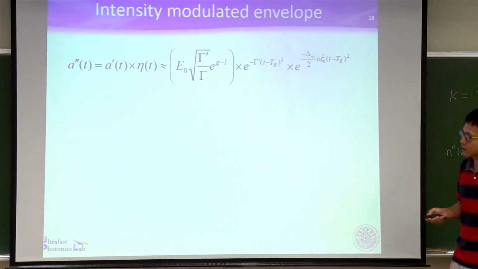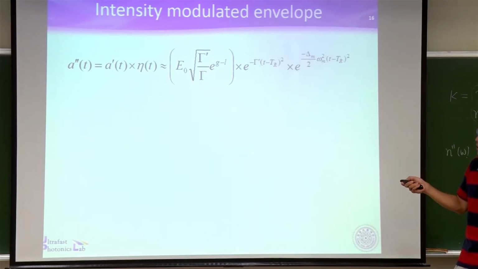Now, go back to mathematics. The pulse as the output of the modulator in the time domain is denoted by A double prime of t. A double prime does not mean second order time derivative. It's just a new pulse, which is the input pulse A prime of t times your transmission function eta of t. A prime has been derived before, so this is a copy. Eta of t, remember the Gaussian approximation in the previous slide, is repeated here.